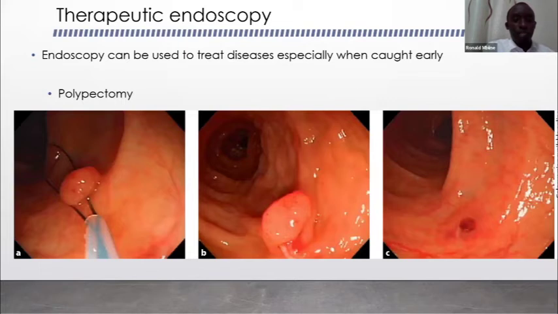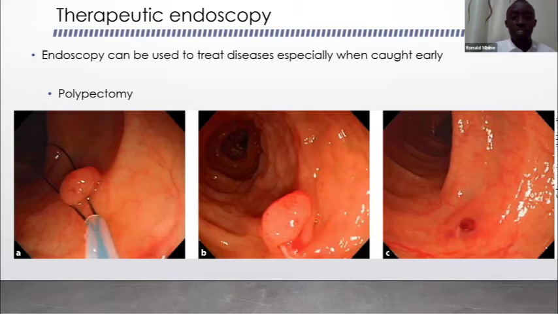The other bit of endoscopy, you remember we looked at the screening, we've looked at the diagnostic endoscopy, and now we are looking at the therapeutic. So thanks to endoscopy, not all colon and gastrointestinal diseases actually need surgery. Increasingly, endoscopy is being utilized to treat gastrointestinal diseases. But there's a catch: the diseases have to be caught early through endoscopy. So you do an endoscopy, you find there's a growth in the colon.